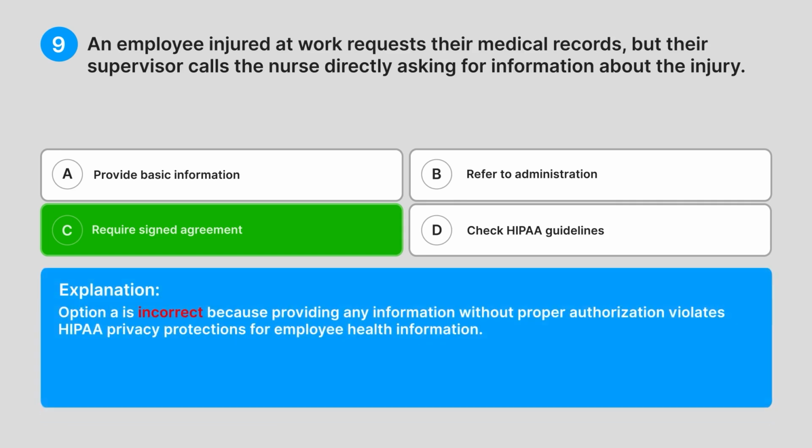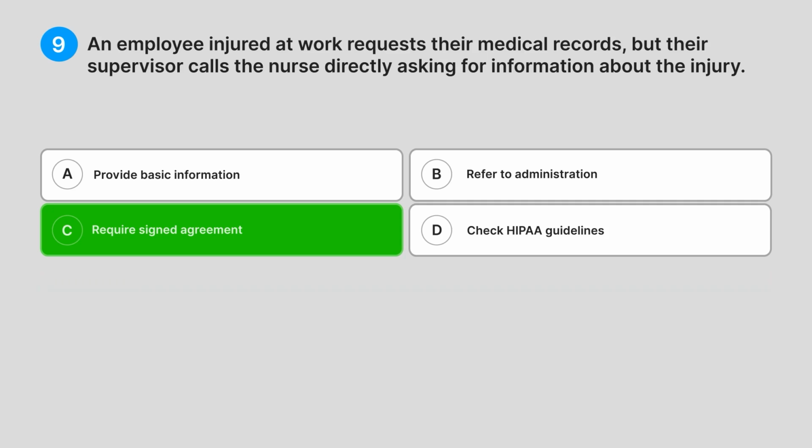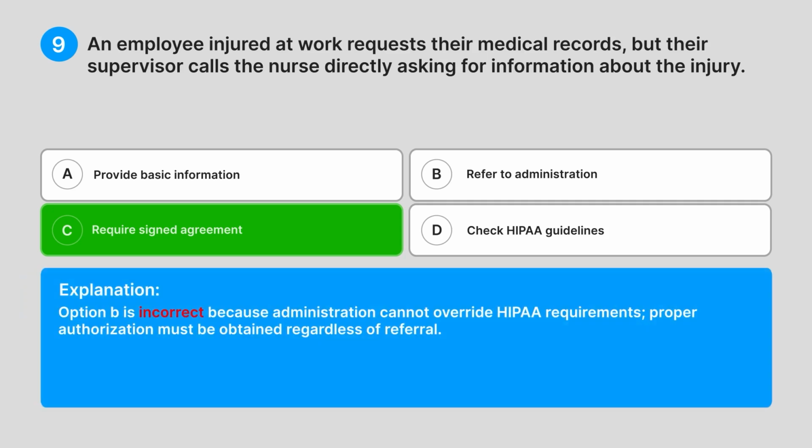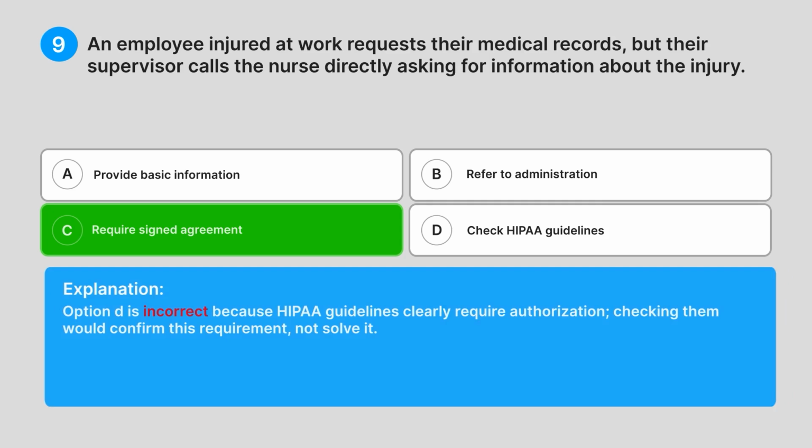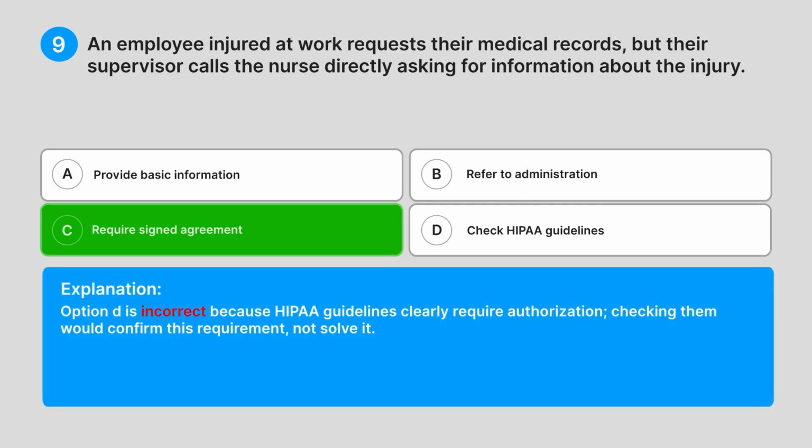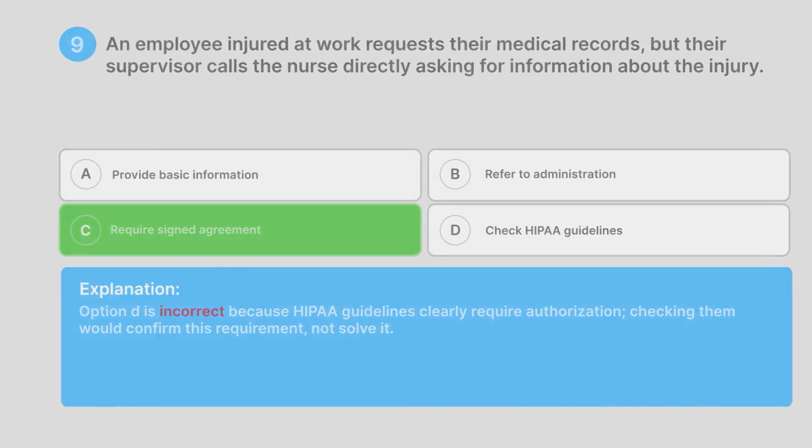Option A is incorrect because providing any information without proper authorization violates HIPAA privacy protections for employee health information. Option B is incorrect because administration cannot override HIPAA requirements. Proper authorization must be obtained regardless of referral. Option D is incorrect because HIPAA guidelines clearly require authorization. Checking them would confirm this requirement, not solve it.